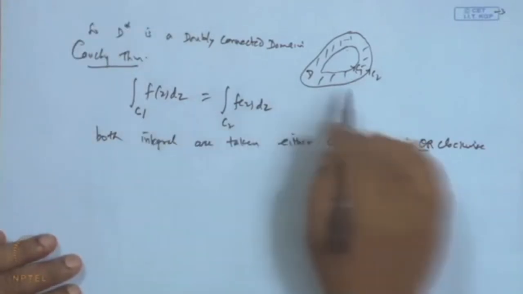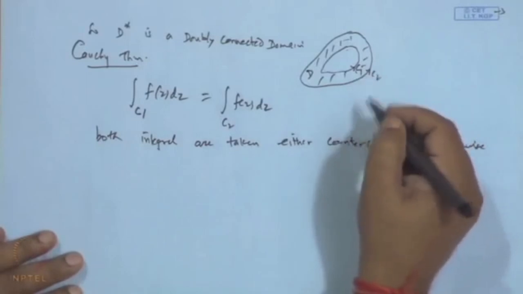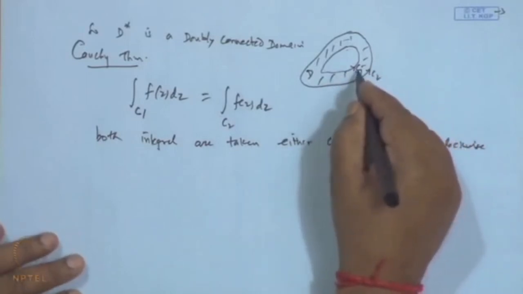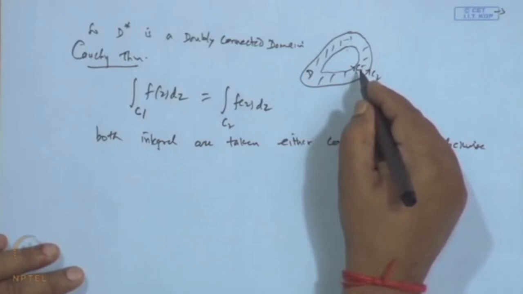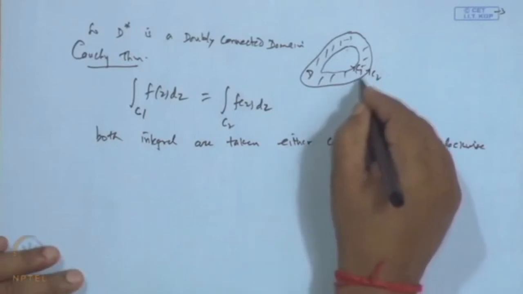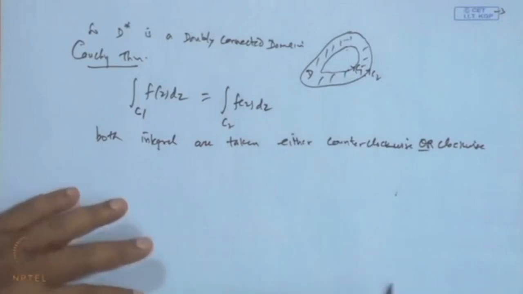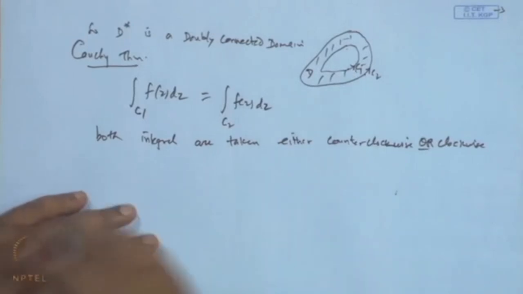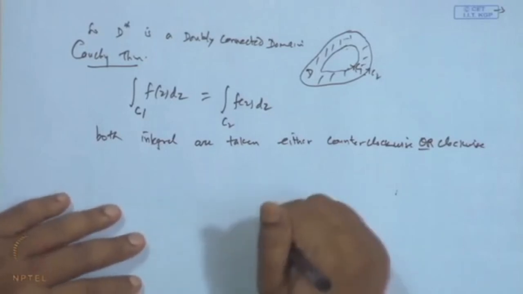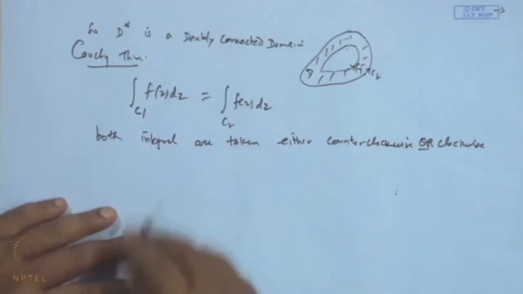That is, the value of the line integral along the outer boundary is the same as the value of the line integral along the inner boundary when the direction is the same. Okay, so let us see C1 and C2.